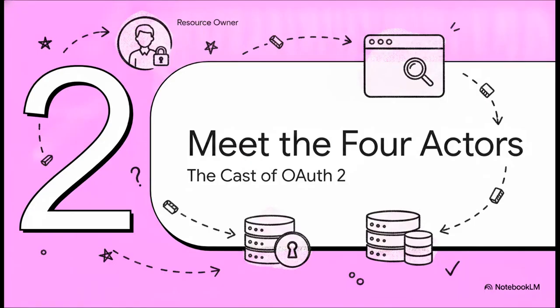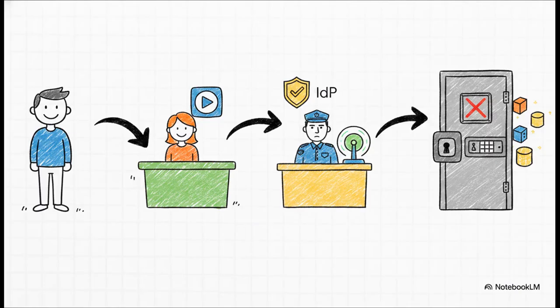Section 2. Meet the four actors. Now, to make this decentralized trust actually work in practice, we use an industry-standard framework called OAuth 2. Before we can really dive into the complex web of network redirects, we need to meet the cast of characters involved in this OAuth 2 framework. Think of this entire process like visiting a highly secure corporate building.